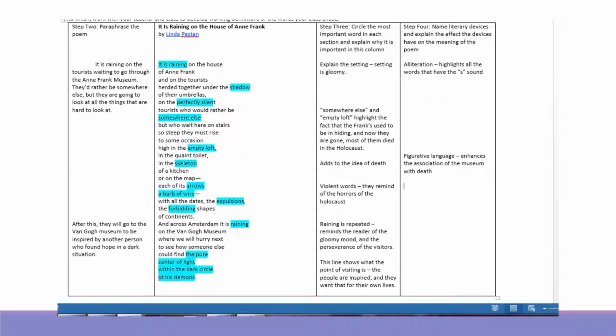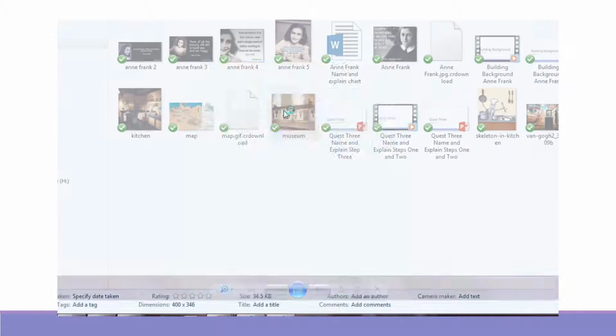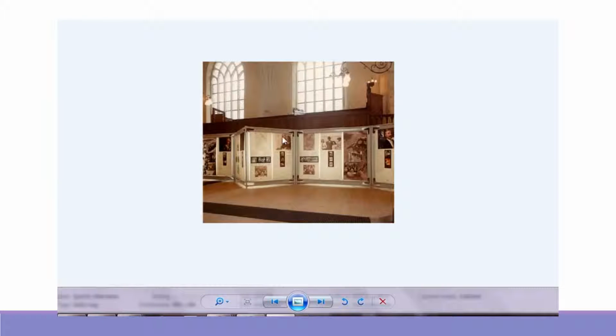And then similarly, when we look at this figurative language, arrows of a barbed wire, because she's talking about, they're looking at a map, and each of its arrows are a barb of wire. Barbed wire is what was on those fences at the concentration camps to stop the people from escaping. And they don't literally have barbed wire on the map, because this is what the Anne Frank Museum part looks like, the part that's not the house, right?